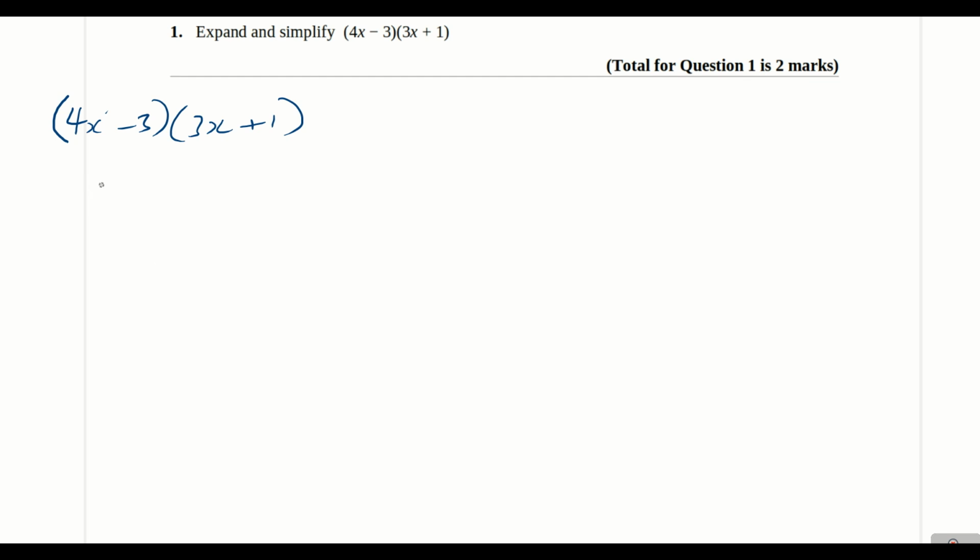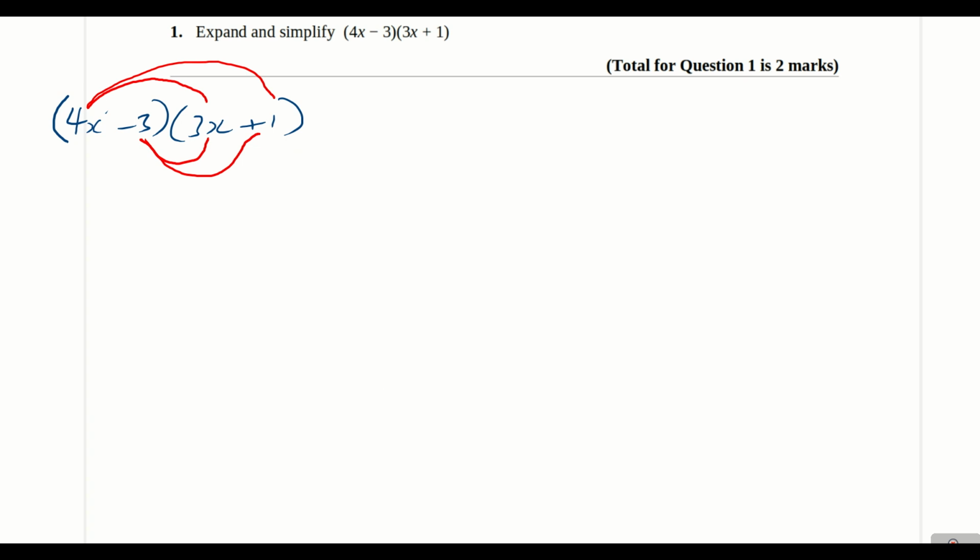Okay, so we need to expand this expression. Now it's two brackets multiplied by each other, and we're going to have to expand it by multiplying each term in this bracket separately by each term in this bracket. So we're going to have to do 4x times 3x, 4x times 1, minus 3 times 3x, and minus 3 times 1.